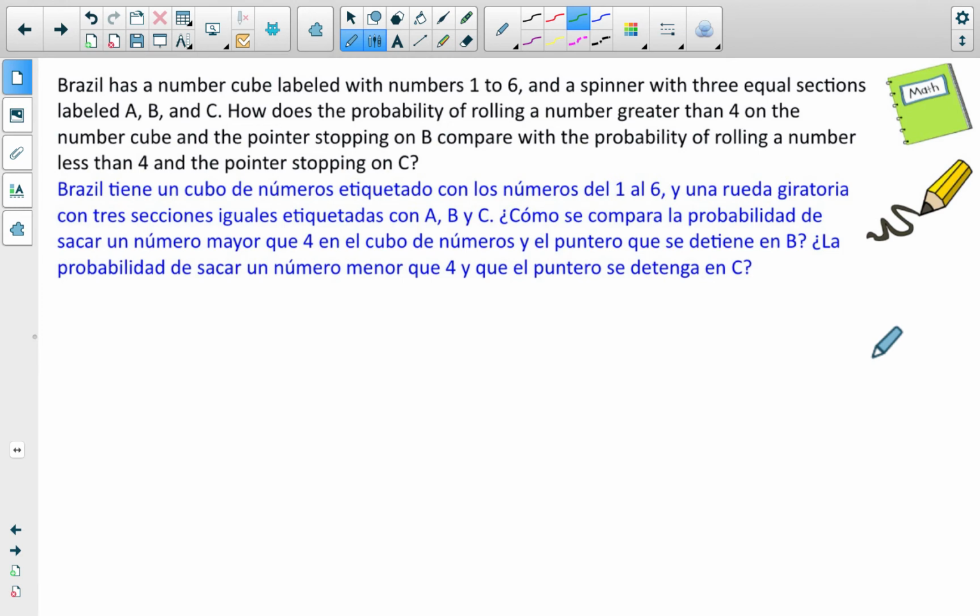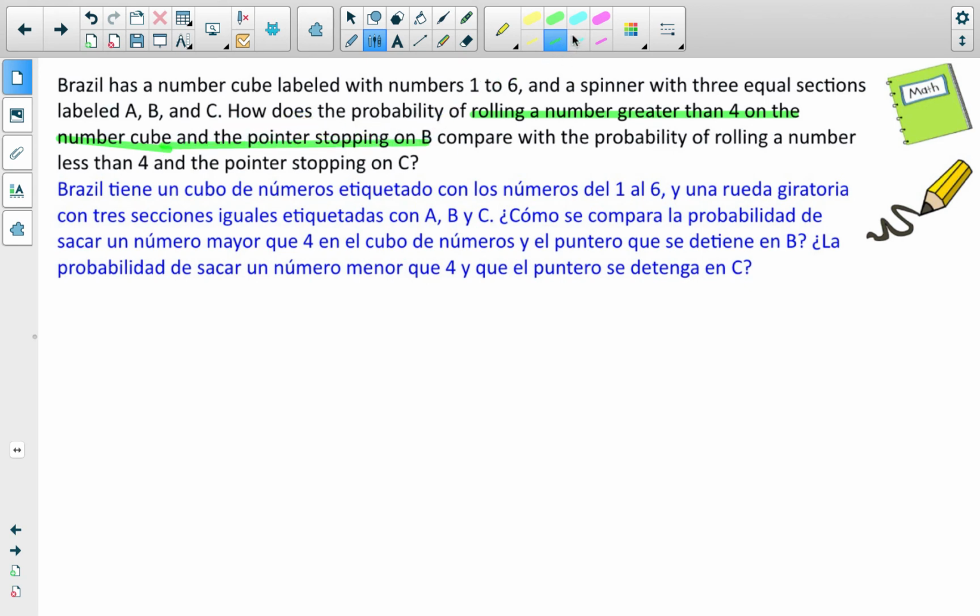Next example, you're going to pause the video, you're going to write this one down. This question acts as a compare and contrast type question. Brazil has a number cube labeled with numbers 1 to 6 and a spinner with 3 equal sections labeled A, B, and C. How does the probability, and I'm going to try to color coordinate these for you guys, I'm going to use green here, how does the probability of rolling a number greater than 4 on the number cube and the pointer stopping on B?